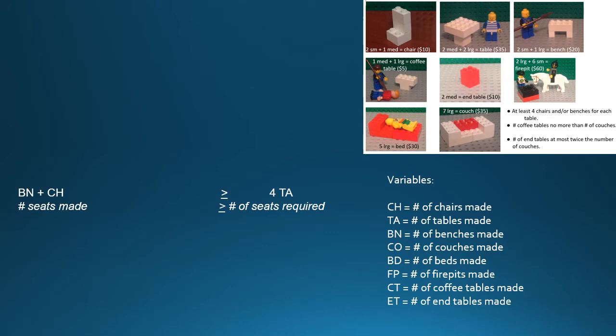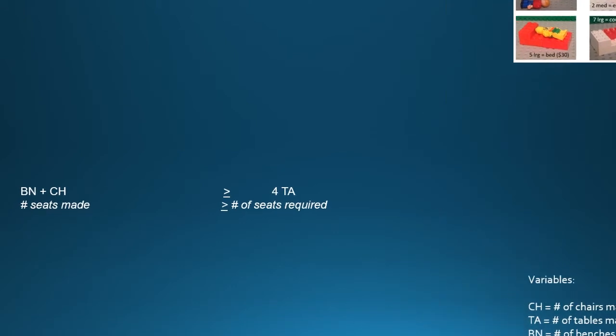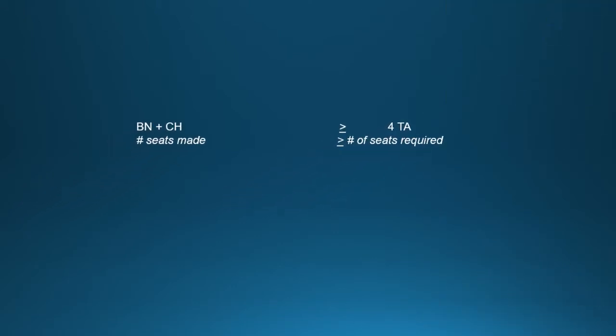How many seats do you make? Well, take the number of benches plus the number of chairs, and that's the number of seats. Number of seats required: every time you get a table, it takes 4 more seats. So when tables go up by 1, seats required goes up by 4. And that is a perfectly adequate way of representing the requirement that you have to have at least 4 seats for every table.